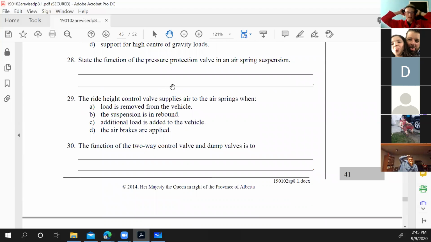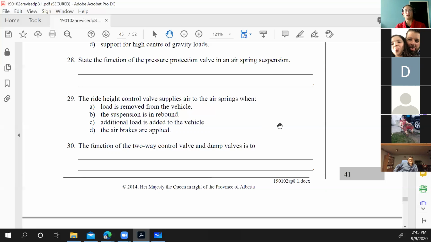Right height control valve supplies air to the air springs when? Which one of these would put air into the airbags? C, additional load. As you're loading the vehicle up, that same amount of pressure in the airbags is not going to be able to hold it up. As it loads up and keeps going lower and lower, the valve will eventually move and add air into the airbags, increasing the pressure, thus increasing the load it can hold up, bringing it to the correct ride height.